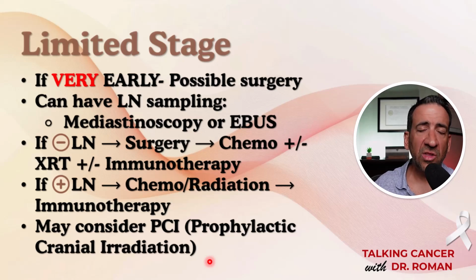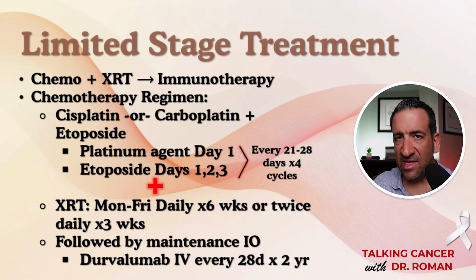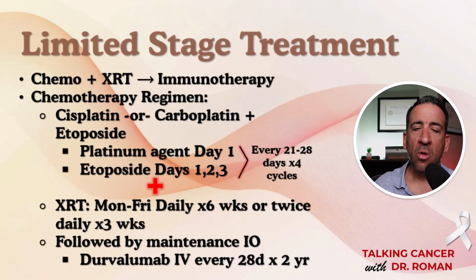Okay, so a question that you can ask your doctor after you've been treated for your limited stage small cell lung cancer: are you a candidate for prophylactic cranial irradiation? So now let's get into detail about the limited stage. Remember, if you're very early, surgery is an option, but if you're not extremely early, then chances are you will be given chemotherapy and radiation followed by immunotherapy.